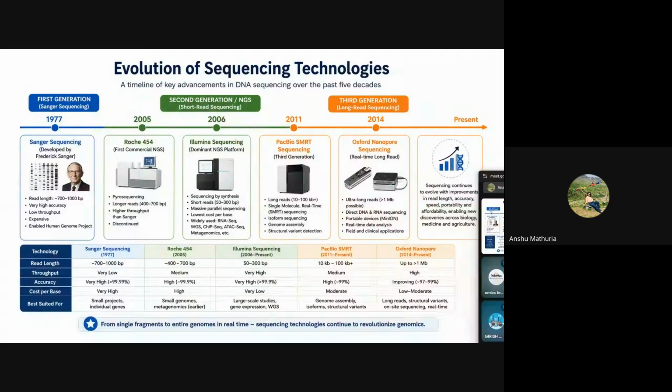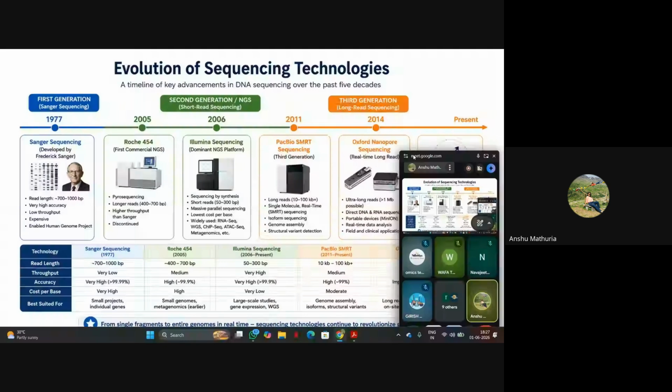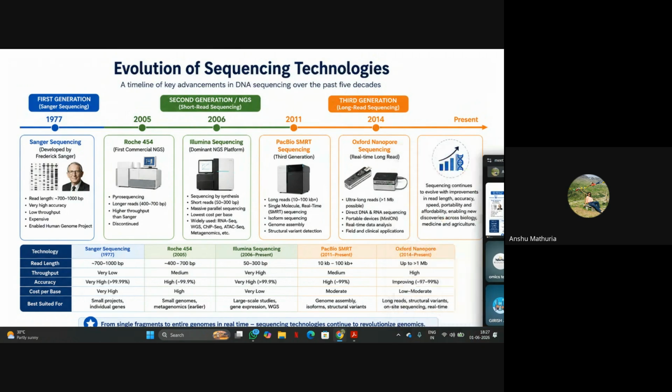For the time being, is it clear? Do you understand the evolution of these techniques, starting with Sanger and moving to NGS? Is it clear? Okay. I'll again say, if you have any doubts, you can just unmute yourself and ask. Now we'll move on to the next session.